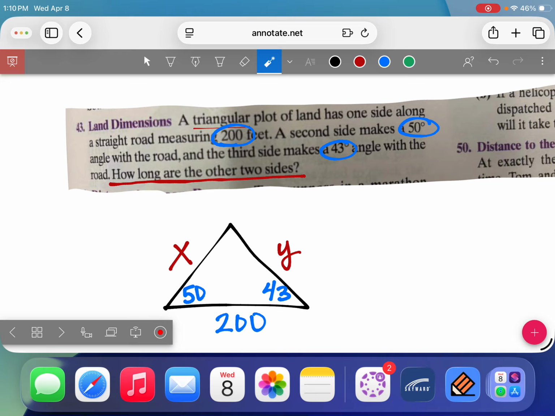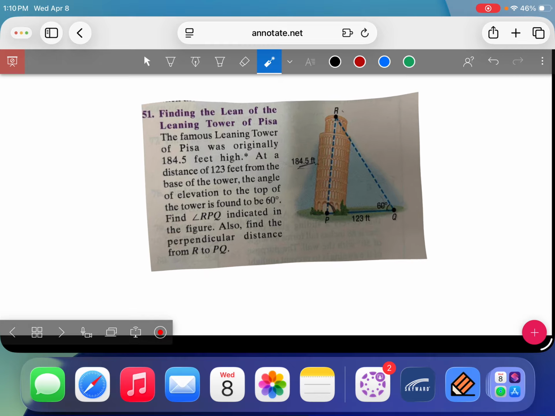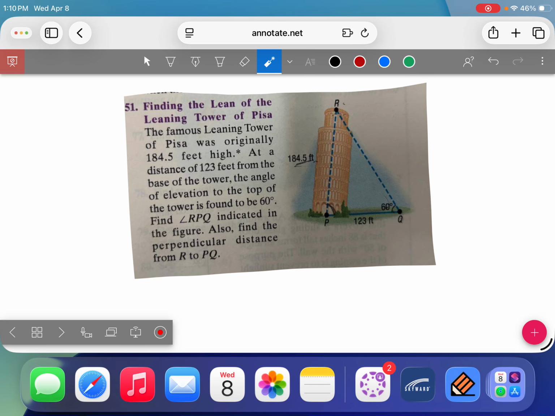All right, so now let's look at the last question. The last one is number 51. So you all can go back and finish that one. If you haven't, feel free to compare answers with somebody. All right, so the last one is number 51. Okay. So we got the Leaning Tower of Pisa.